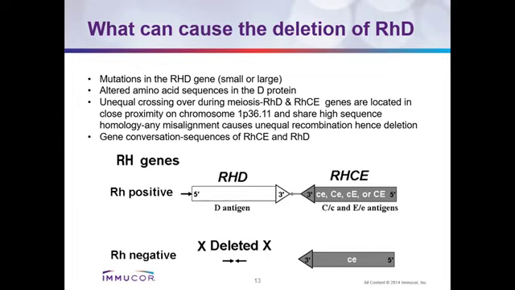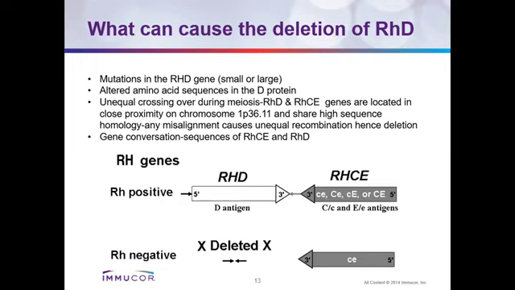Then the third point here is unequal crossing over during meiosis. The RHD, capital D, and the RHCE genes are located very close to each other on chromosome 1p36. And because they're very close to each other, they usually share very high sequence homology. So any misalignment causes unequal recombination, hence the deletion of the RHD gene, and eventually we remain with only the CE. D will not be there.